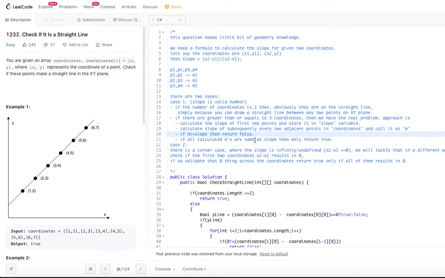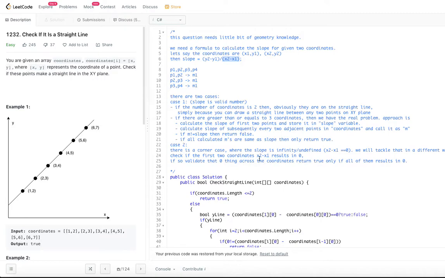And case 2 is when the slope is an invalid number. That means x2 minus x1 became 0 at any given point in time. That is a corner case. So x2 minus x1 is equal to 0, which means it's a divide by zero error. In that case, we will have to tackle it differently.